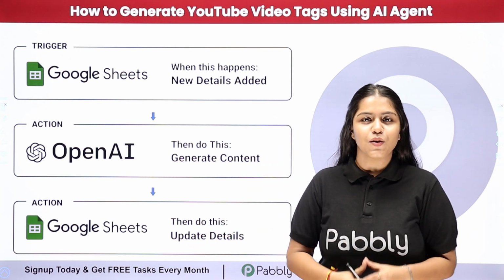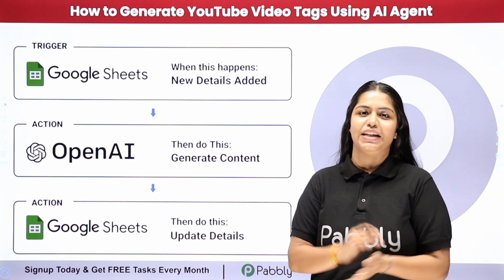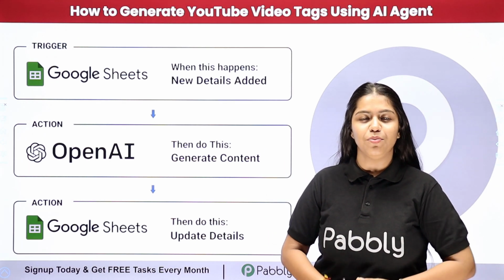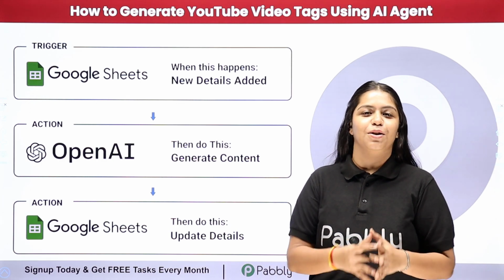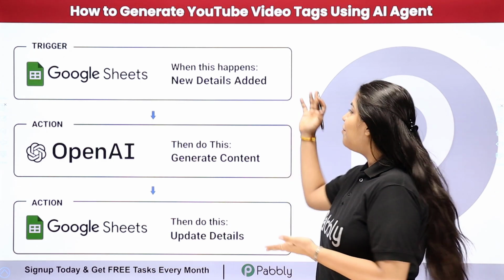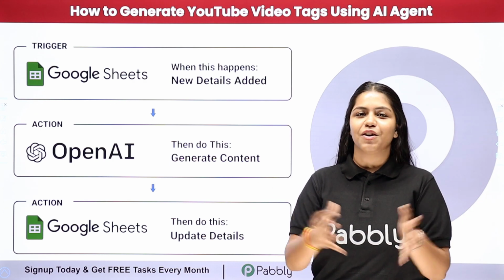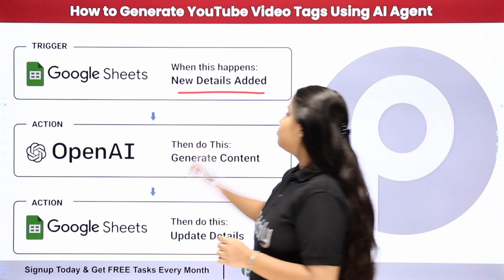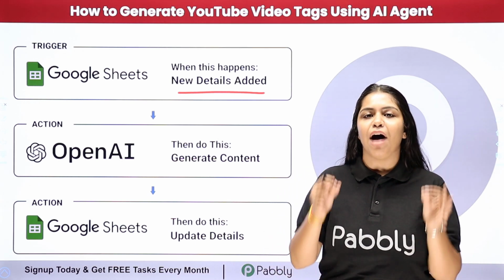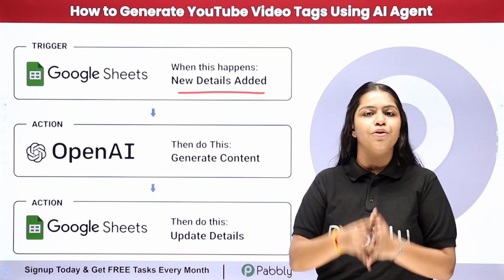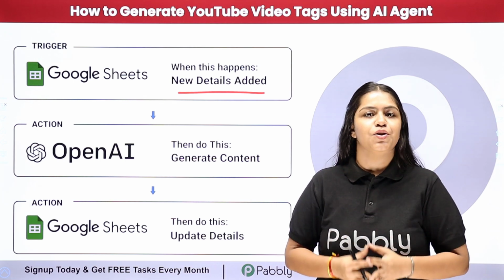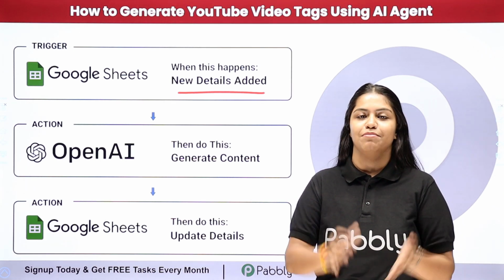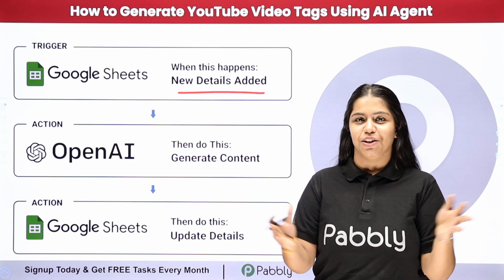So like you, I also used to manually generate the YouTube video tags, but this is such a time consuming and tedious task. So to solve this problem, I've simply created this amazing automation where, as soon as I add the video title and the description into my Google Sheet, automatically my AI agent is going to generate the YouTube video tags, and further we are just going to add them into my Google Sheet so that my team can review it and further post it.